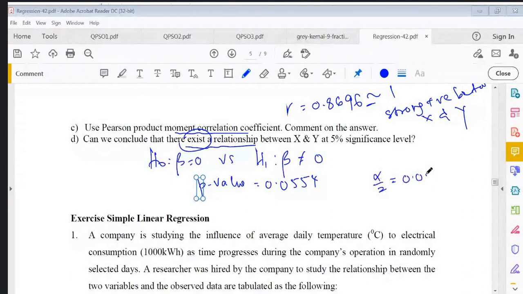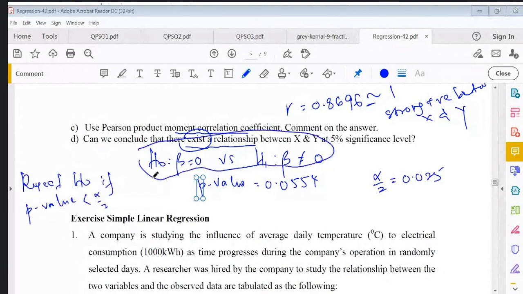Accept or reject? In the same way, reject H0 if the p value is less than alpha divided by 2. For this one, alpha must be divided by 2. Accept or reject for this question?